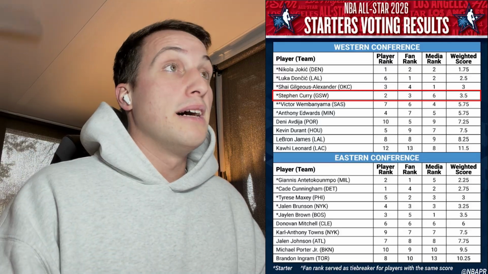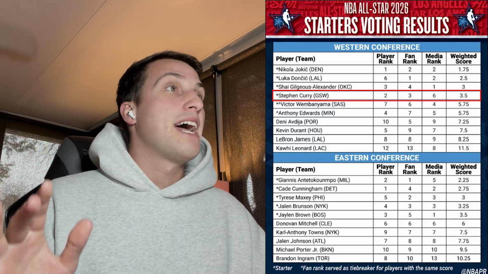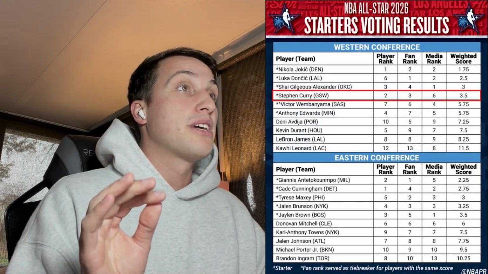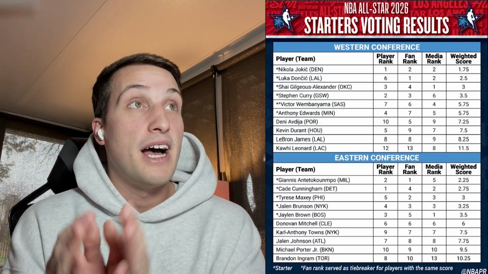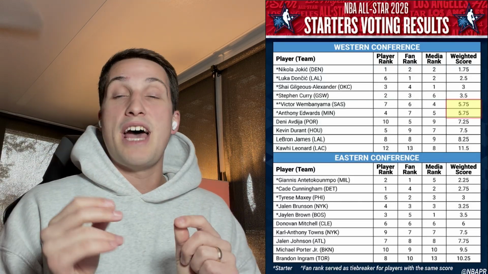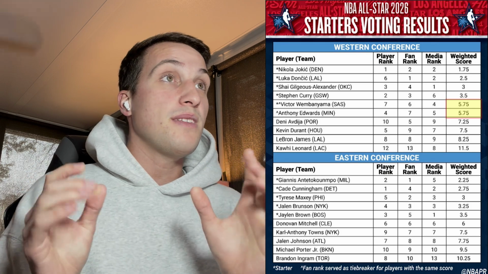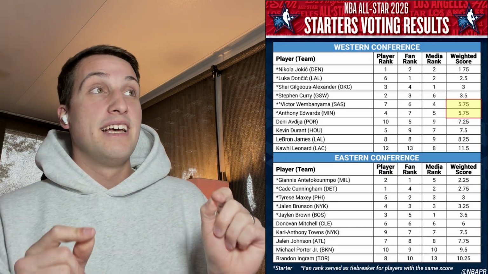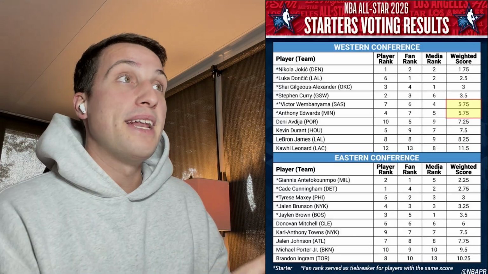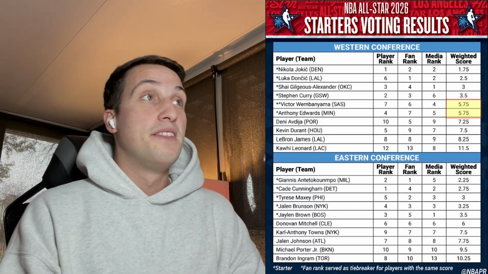But if we look one below that, we look at Victor Wembanyama, and then Anthony Edwards right below him, you'll see that Victor Wembanyama and Anthony Edwards actually have 5.75. And so that 5.75, they're tied. So what's crazy is Anthony Edwards actually got beat out by Victor rather than Steph Curry.